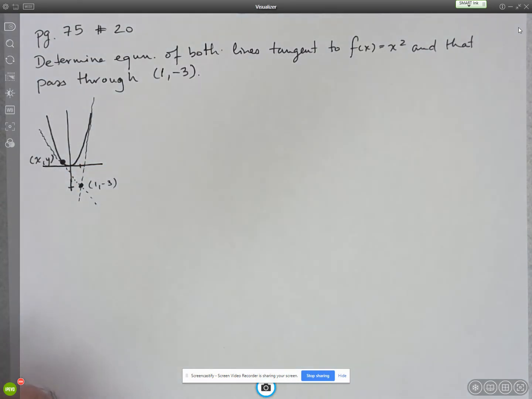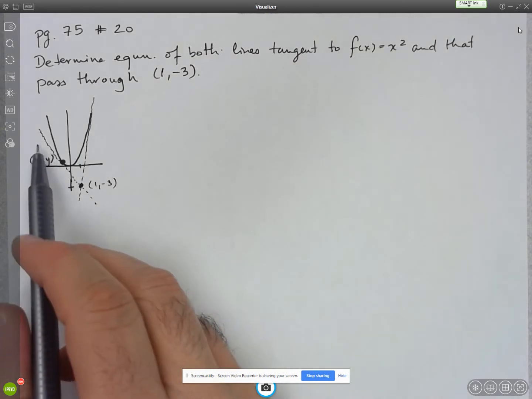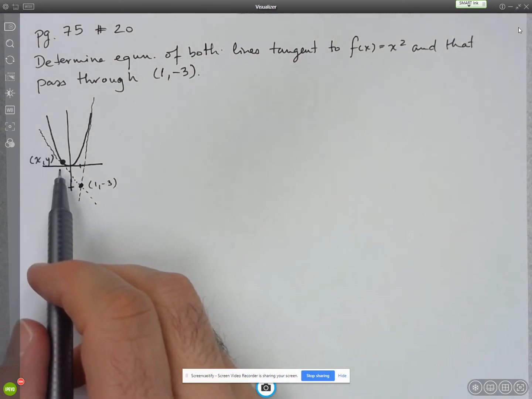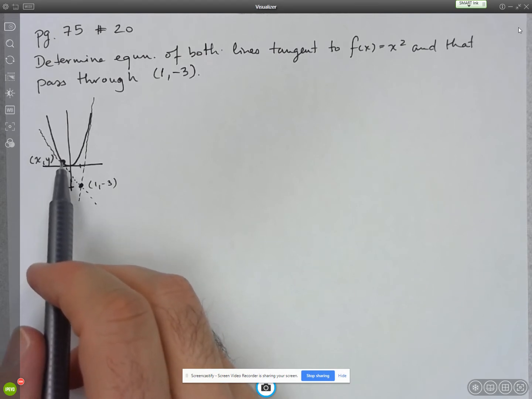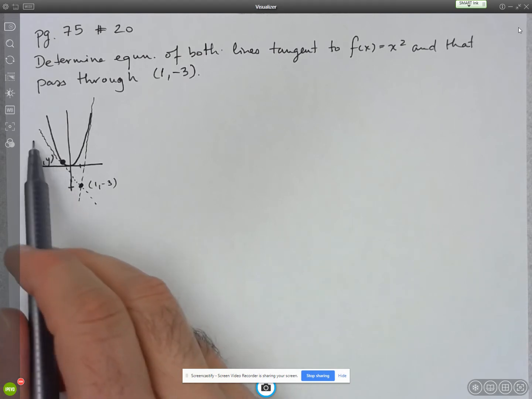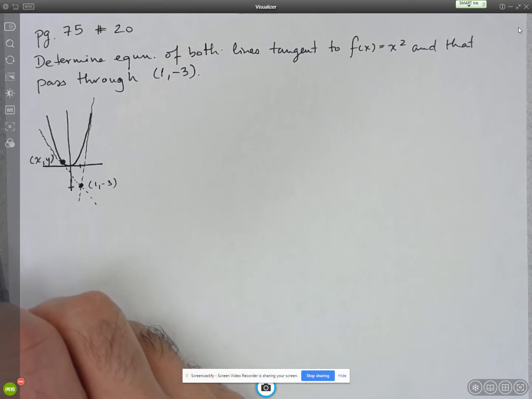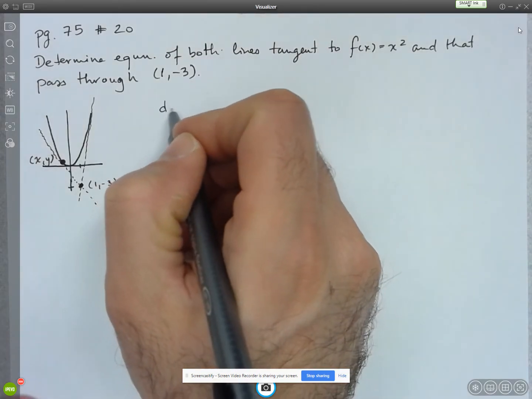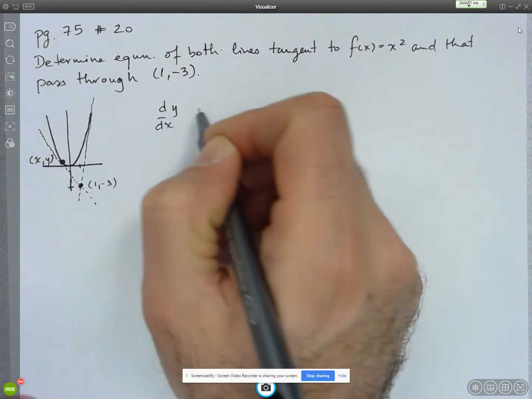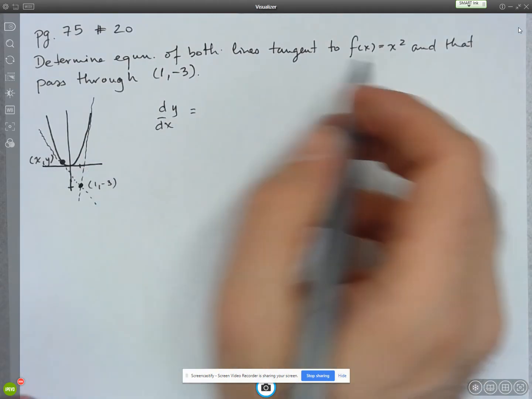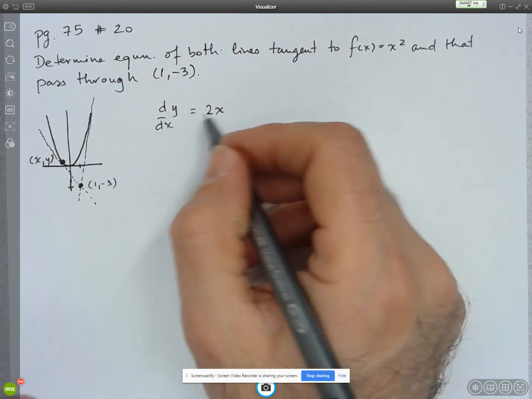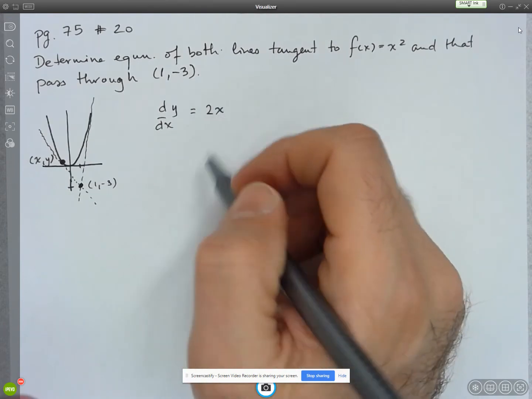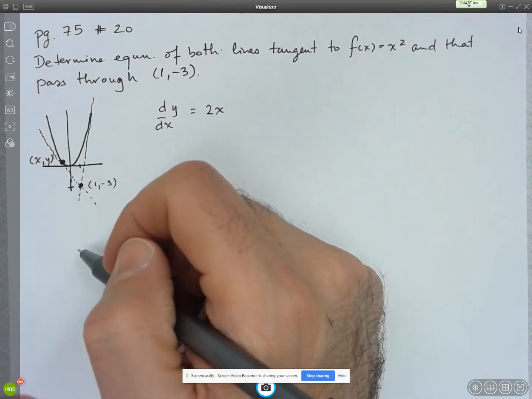Since it's tangent to this curve, it means that the derivative of the function at x is going to be the slope of this line. So my strategy is to work with the slope formula. If I take the slope of this curve, dy/dx, well, the derivative of x squared is just equal to 2x. Obviously that doesn't give me enough information because I still have a variable in there. I have no idea where I'm taking the derivative.